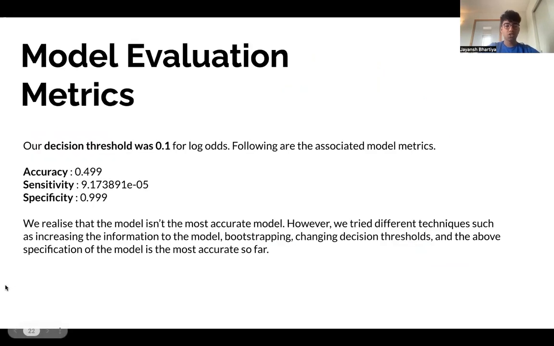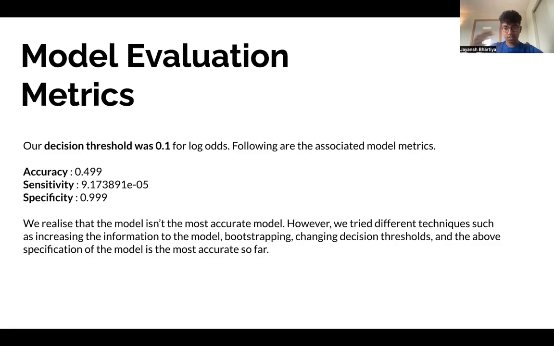And finally, talking about the model evaluation metrics, the accuracy for our model was about 50%, which means that the model estimated the right label 50% of the time. We do realize that this is not the most accurate model. We did try to increase the accuracy by bootstrapping and changing decision thresholds.